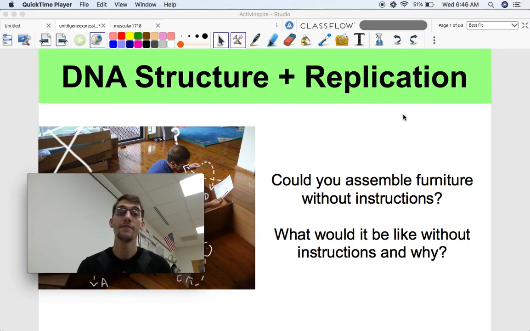So our last unit, Unit 5, is on the cell cycle, and a big part of that was mitosis. And mitosis is the process by which a cell has to first copy its DNA and then split evenly so that each of the new cells has an exact copy of DNA.